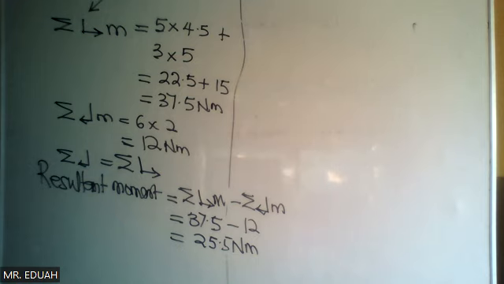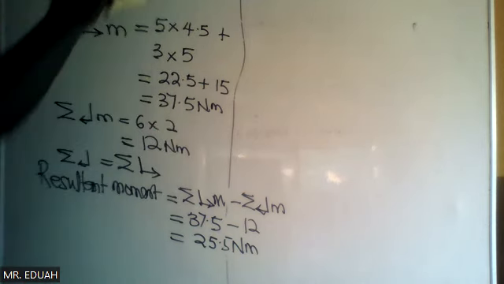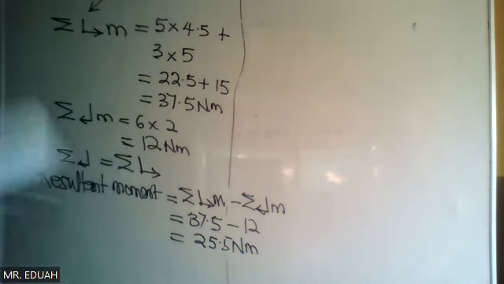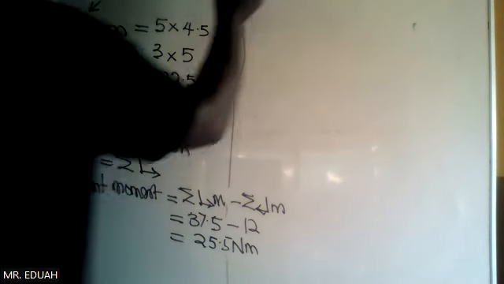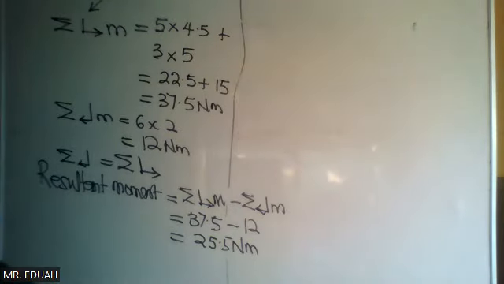I'm going to give you another one to try. Then we come to when we have two pivots. Let me use the other side of the board. We have this bar, a rigid bar. It is pivoted here.